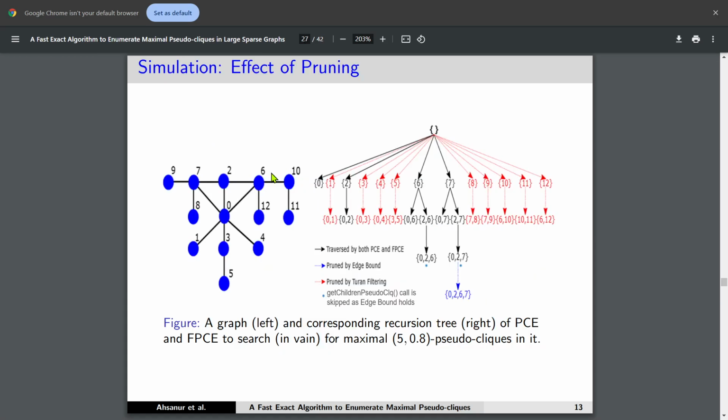We show a simulation of this algorithm on a toy graph shown on the left. The corresponding PCE recursion tree is shown on the right. Red branches are the ones that are pruned by FPCE. As you see, FPCE significantly reduces the search space of PC, even for this small graph.